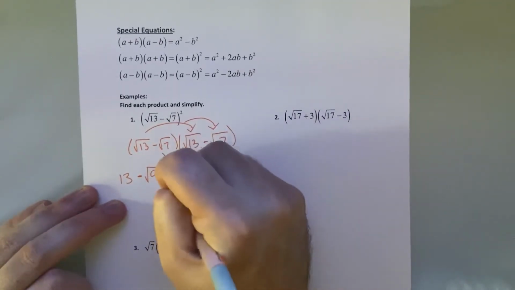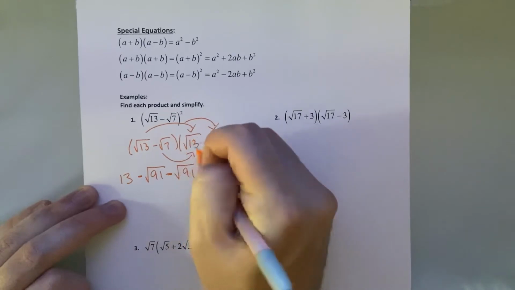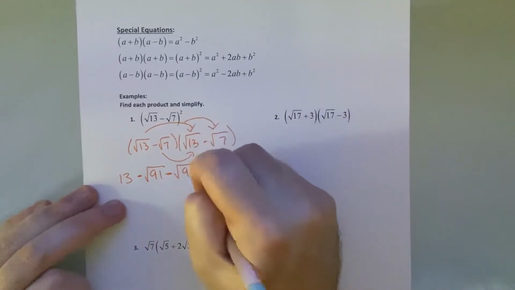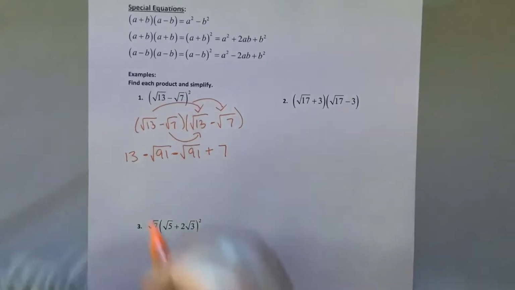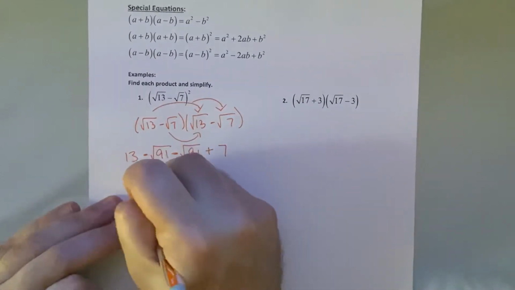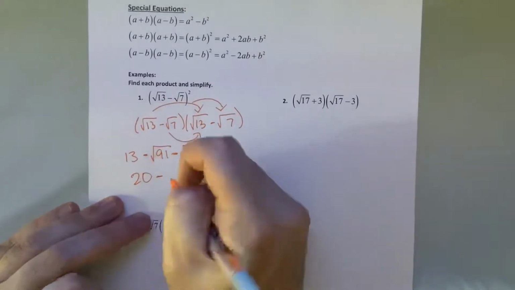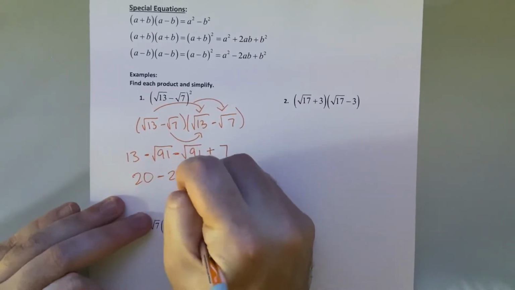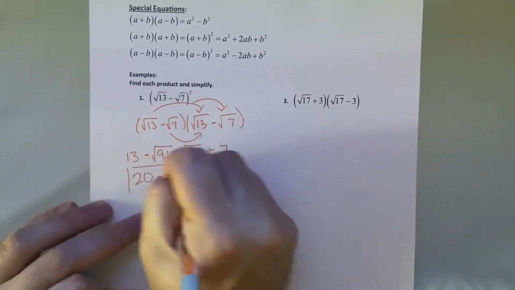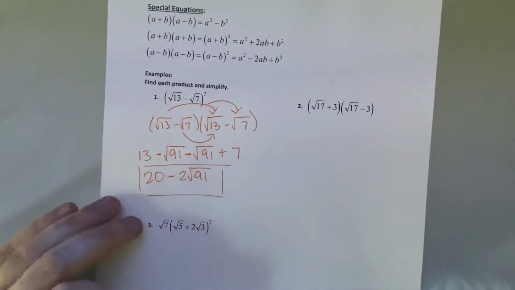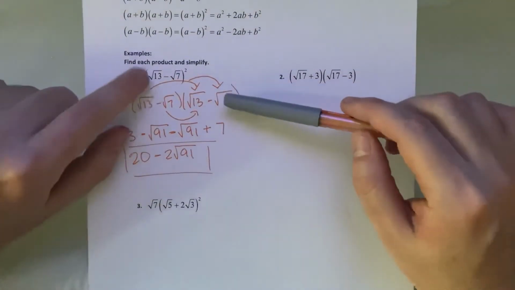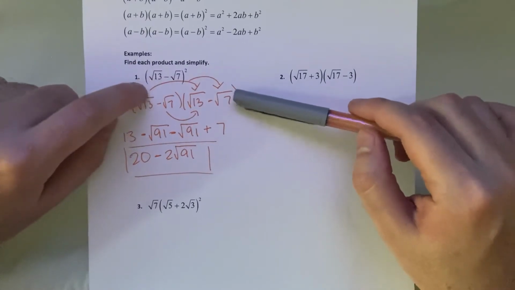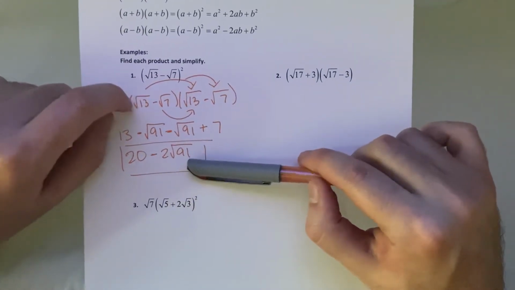We've got another one of those. And then the negative square root of 7 times negative square root of 7 is positive 7. Now notice, 13 plus 7 is 20. So this is 20. We have two of the same thing, so 20 minus 2 square roots of 91, which doesn't actually break down further. So you see the problem: when there are multiple things under the root and you square it, there's still a root in your answer.